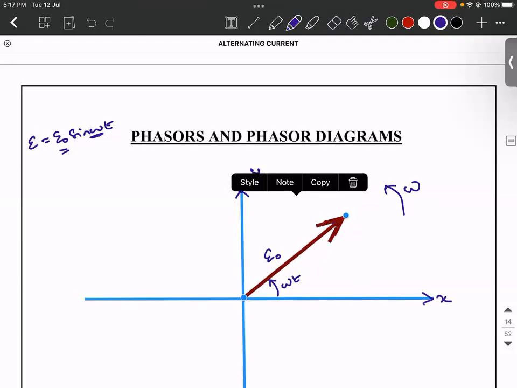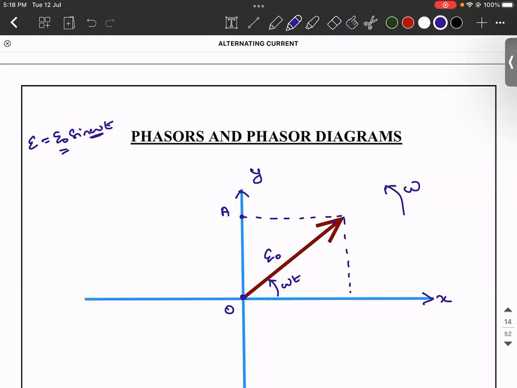It is here. So what will happen? I will drop a projection from the endpoint itself. Is that point clear? So when I do this, I can drop 2 perpendiculars. So the distance between O and A gives the projection along y direction. The distance between O and B gives the projection along x direction.